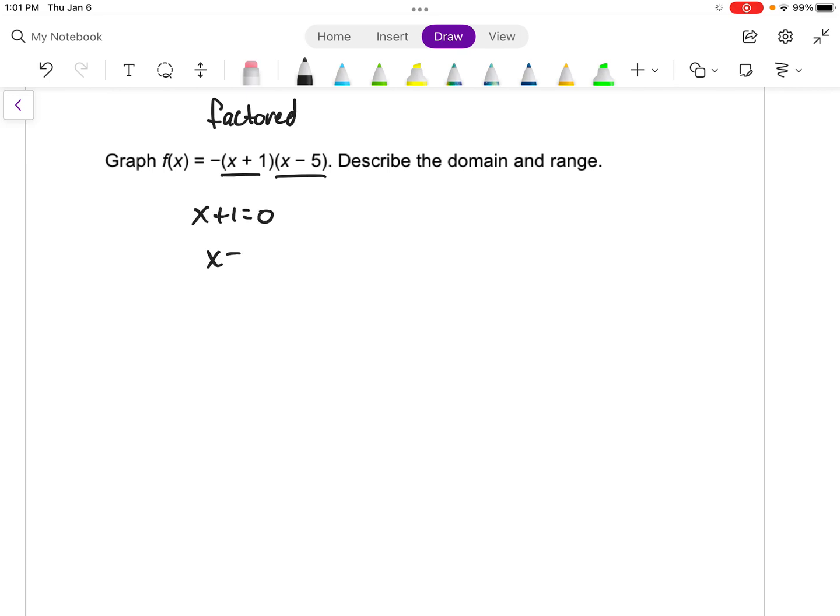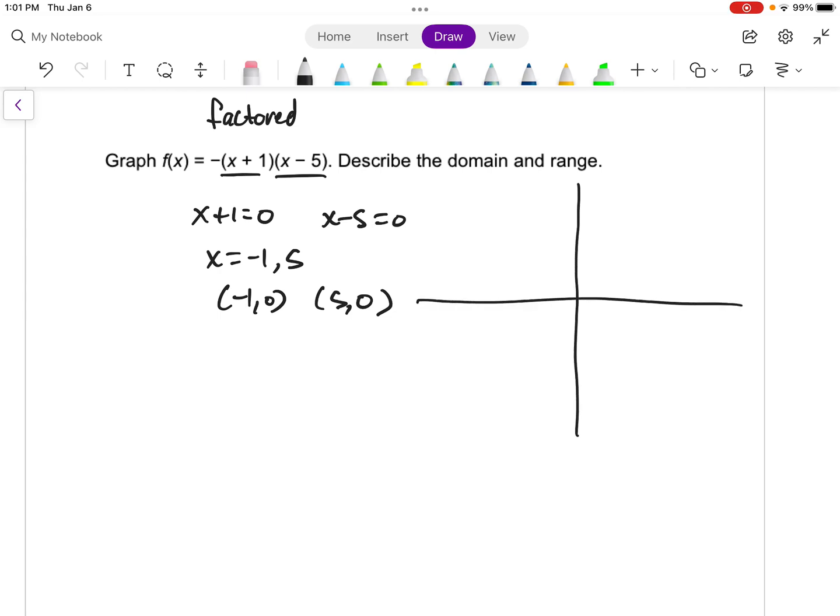So this would be x equals negative 1, and this would be x equals positive 5. Okay, so those are my x-intercepts. So I know it crosses at (-1, 0), and it crosses at (5, 0). Let's put those on the graph, and then we'll talk about how we could draw the rest of the parabola from that. So I got a point at (-1, 0). I got a point at (5, 0).